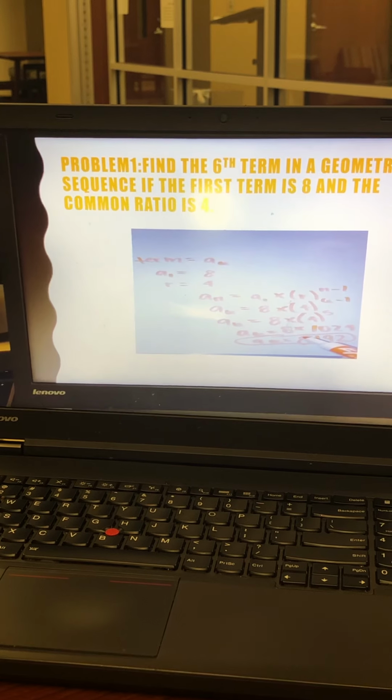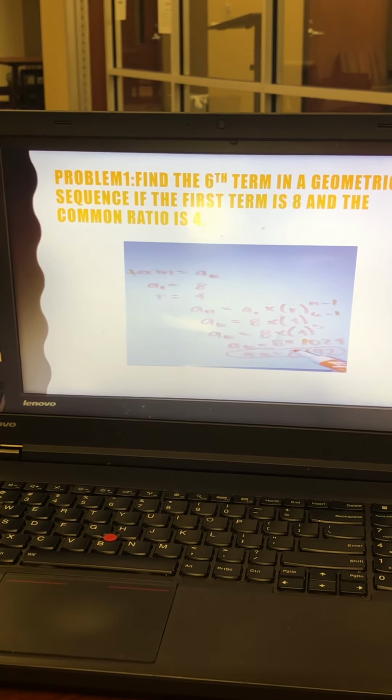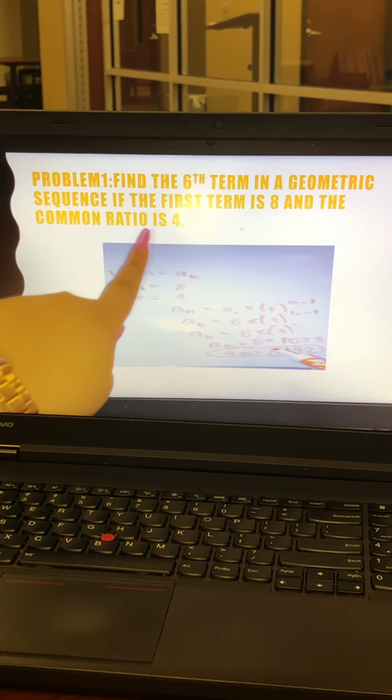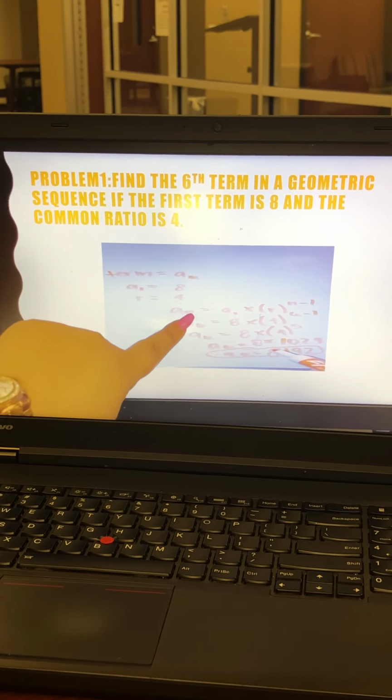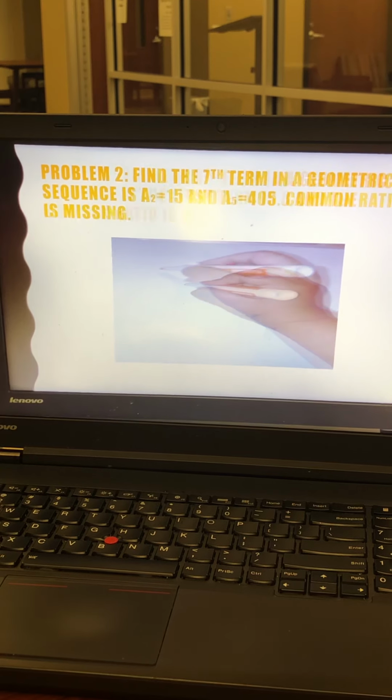Okay, so for this problem, our answer was 8,192 for our sixth term. And remember that they gave us the first term, and they also gave us the common ratio, so you plug it into the original formula.